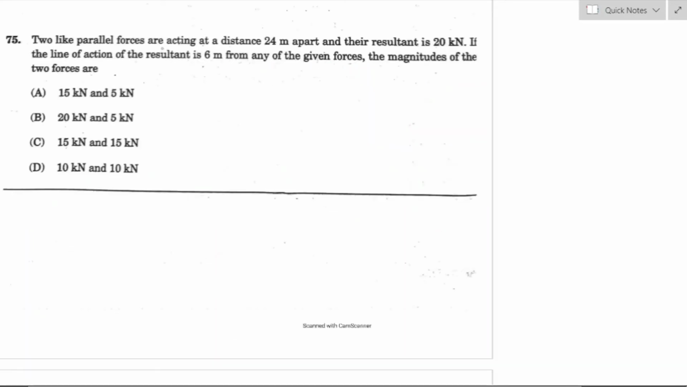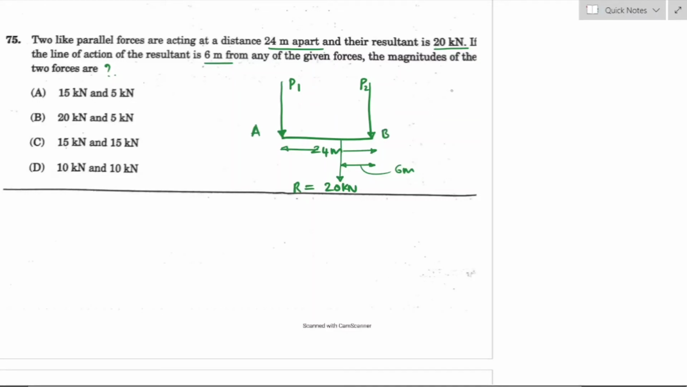Question number 75. Two like parallel forces are acting at a distance of 24 meters apart and the resultant is 20 kN. If the line of action of the resultant is 6 meters from any of the given forces, the magnitude of two forces are. So let's draw two parallel forces. These are the two parallel forces P1 and P2 acting at a distance of 24 meters apart. So this is 24 meters apart. So this resultant will be of intensity 20 kN, which is 6 meters from any one of the forces. So this distance is 6 meters. Let us consider this as point A and point B.